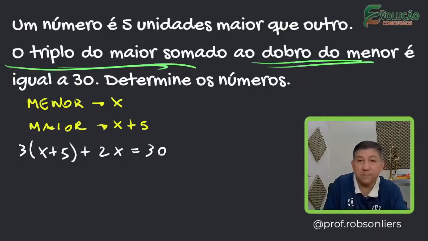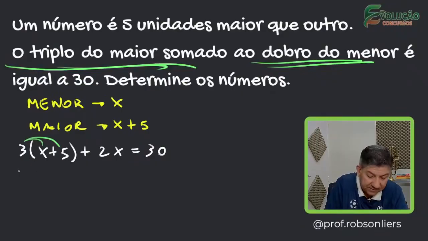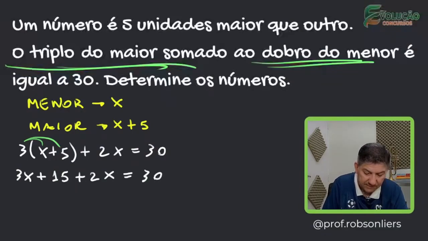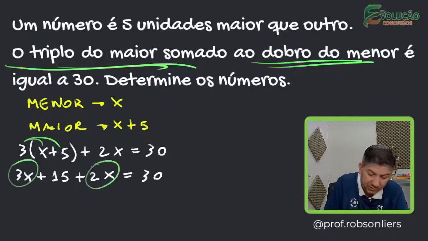Now solving this equation. Notice that the 3 multiplies everything inside the parentheses, 3 times x and 3 times 5. The famous distributive property: 3 times x is 3x, plus 3 times 5, which is 15, plus 2x. All of this equals 30. We have like terms here, 3x and 2x, we can add them.